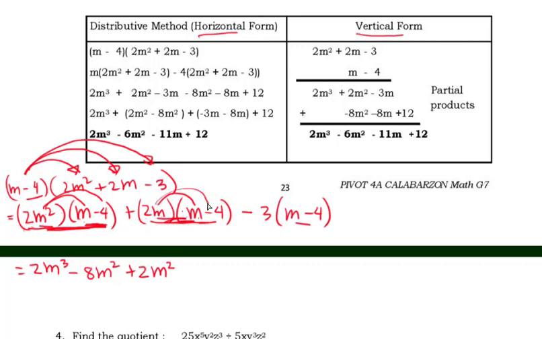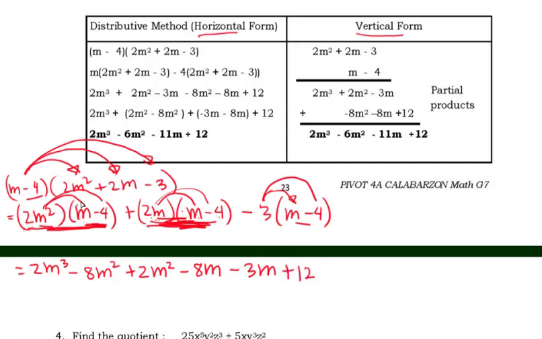Next, 2m times negative 4. 2 times negative 4 is negative 8, copy m. We're done with the second term. The last is this. Negative 3 times m is negative 3m. Negative 3 times negative 4 is positive 12.